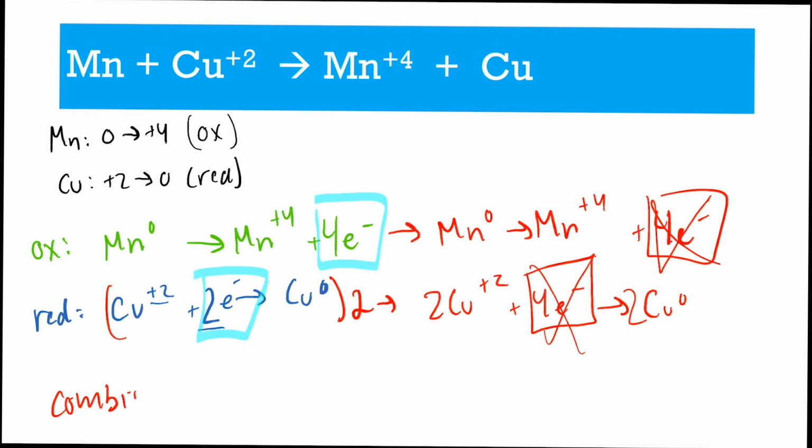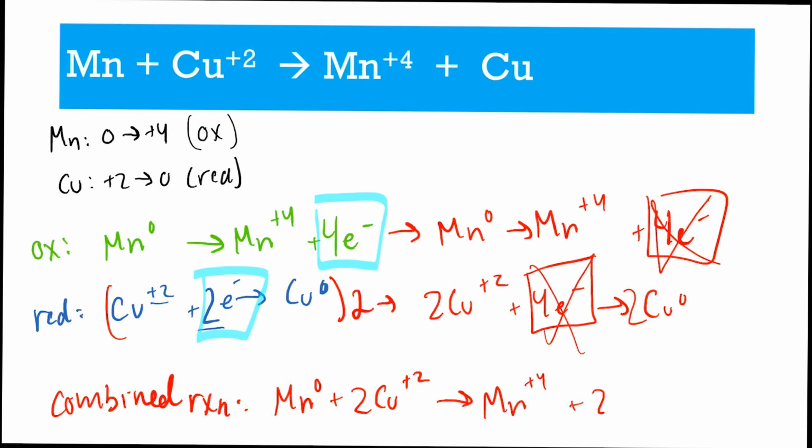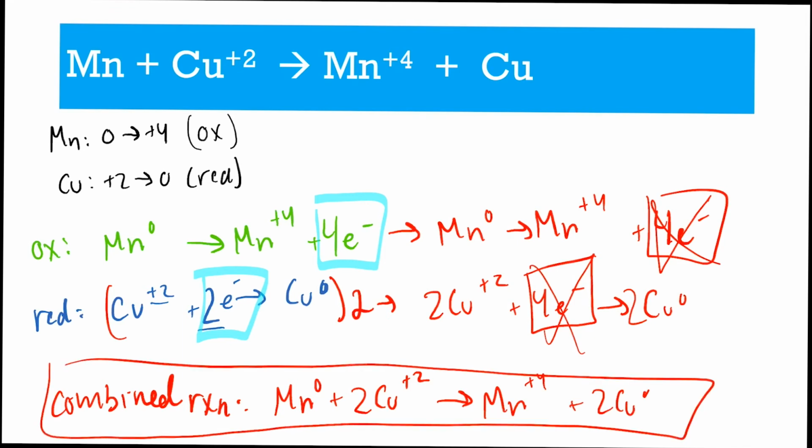And for the combined reaction, all of your reactants, then all of your products: Mn0 plus 2 of those gives you 1 of these and 2 of those. And that is it.